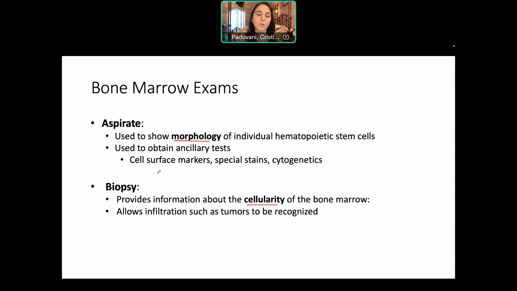A biopsy, now we're going to look at the cellularity of the bone marrow. Do we have a hypercellular bone marrow? Do we have a hypocellular bone marrow? Do we have a lot of blasts? Like what's going on in the bone marrow? This will allow infiltration, like a tumor, to be recognized.